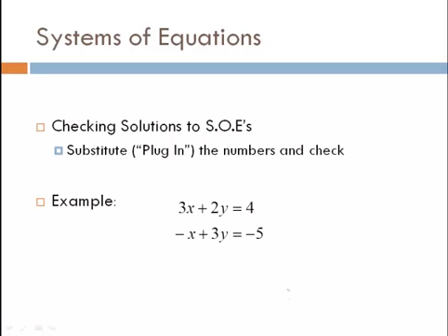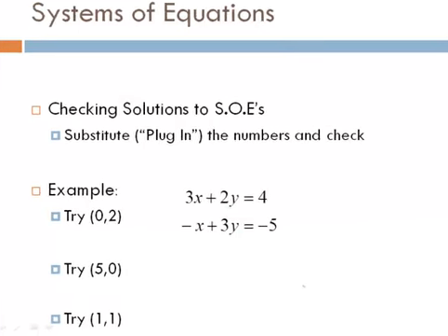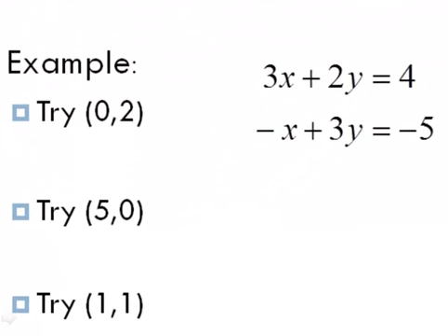As an example, we'll go with the system 3x plus 2y equals 4, and negative x plus 3y equals negative 5, and we'll try a couple pairs and see if they work. First, we'll try (0, 2). Everywhere we see an x, we'll plug in a 0. Everywhere we see a y, we'll plug in a 2. 3 times 0 is 0, 2 times 2 is 4, 0 plus 4 does in fact equal 4, so it works for that first equation. Negative 0 plus 6, 3 times 2 is 6, which does not equal negative 5, so, sorry, (0, 2) is not a solution.